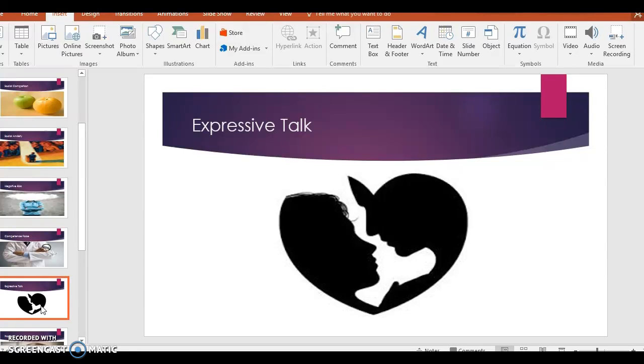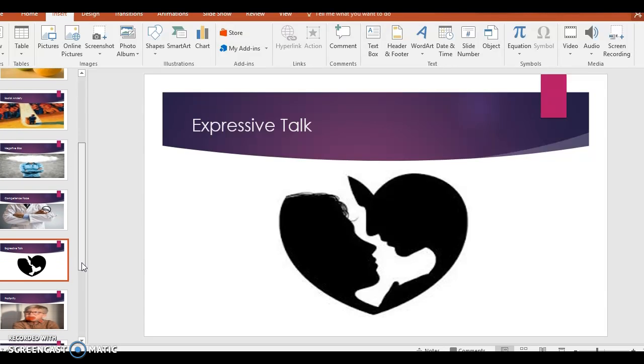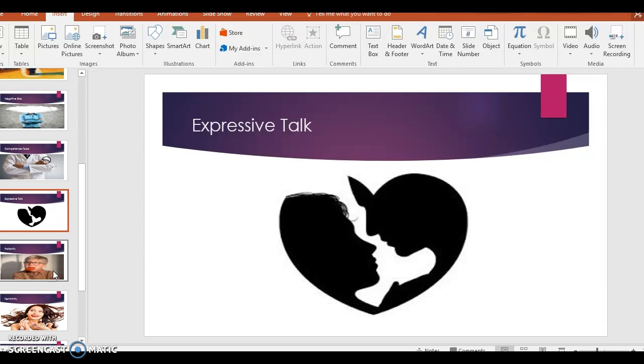Expressive talk. Expressive talk is the action of expressing emotion or feelings. This is something that I wish I was better at, and that's why I chose this term. I have trouble expressing emotions or even thoughts sometimes, but I'm working on this, and that is something that I wish I was better at. I use the picture because it is a loving embrace, and it looks like these two people in the picture are engaging in expressive talk.